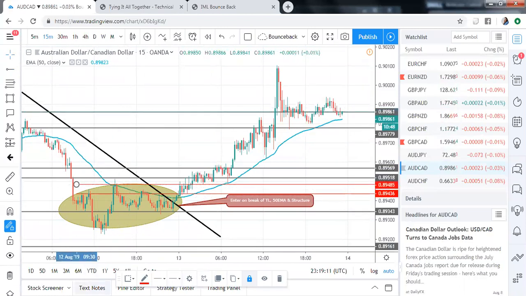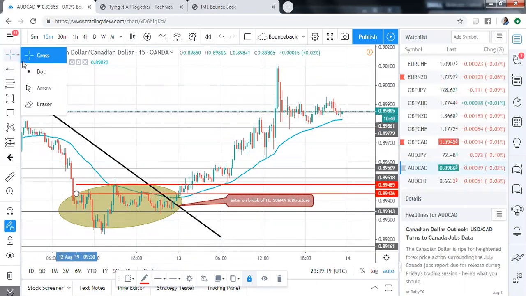I do it as an area. Remember, you don't want to do it as a line. You want to do it as an area, right? This is structure. So anything above the top of yours is a good place for you to enter the trade, right?